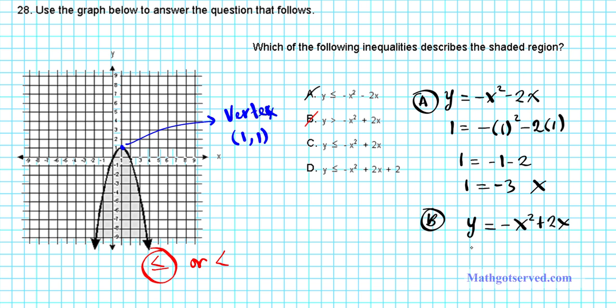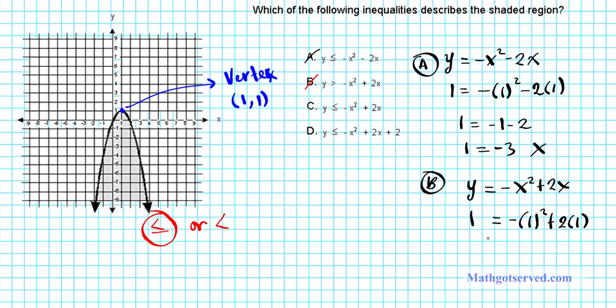All right, for the B part, we're going to plug in 1. So is 1 for the y equals negative 1 squared plus 2 times 1? Is that a true or false statement? Well, let's work it out. Is 1 equals negative 1 plus 2? Is 1 equal 1? Yes. So our answer works perfectly. So this looks like the answer.